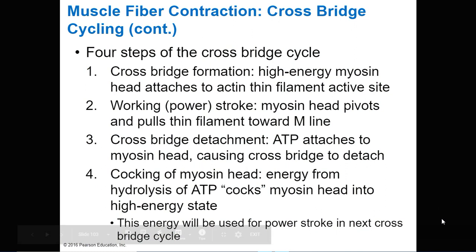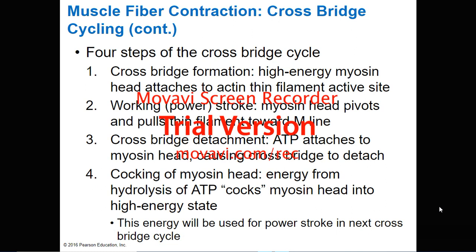Essentially, what you're going to end up with is the cross bridge formation first, when the high energy myosin head binds the actin thin filaments at the active site. Then you have the working power stroke, when the myosin head pivots and pulls the thin filament toward the M line. Then you have the cross bridge detachment. The ATP attaches to the myosin head, causing the cross bridge to detach, and the myosin head is left in a high energy state, ready for the next cross bridge cycle.